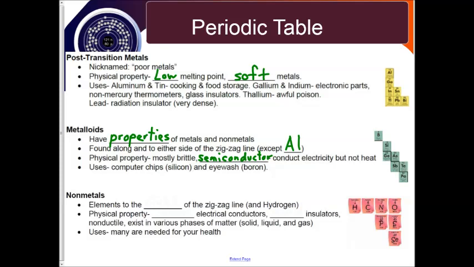Okay, and that brings us to our nonmetals. Nonmetals are elements to the right of the zigzag line, and hydrogen. The physical property of nonmetals is they are poor electrical conductors. They are very good insulators. They are non-ductile. They exist in various phases of matter, meaning you might find them as a solid, liquid, or gas. And in terms of uses, many are needed for your health.